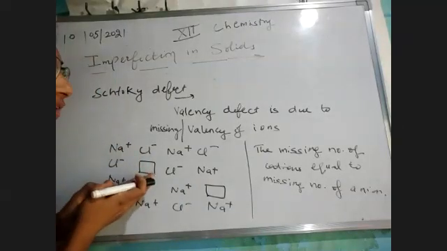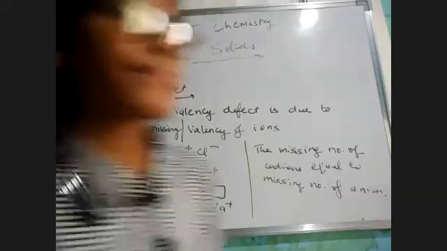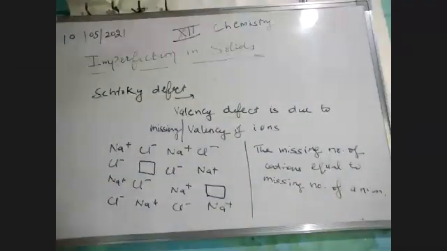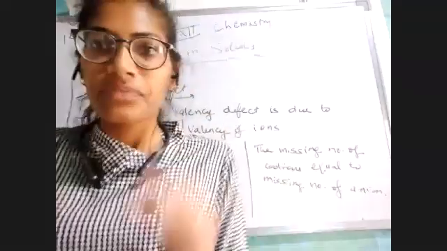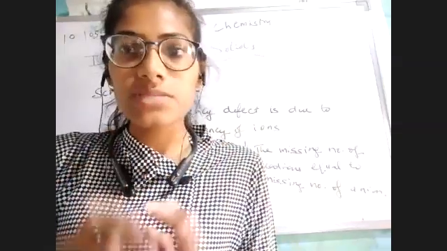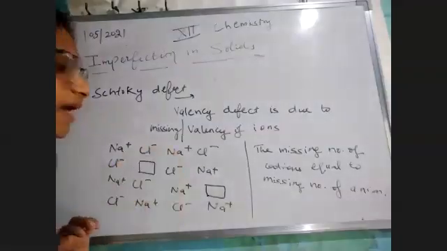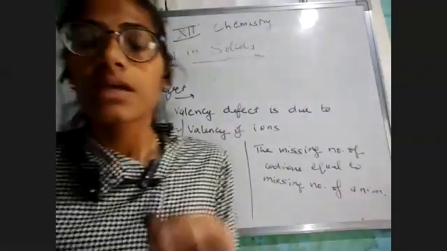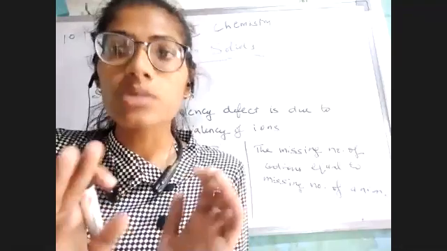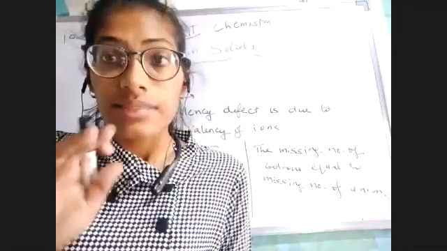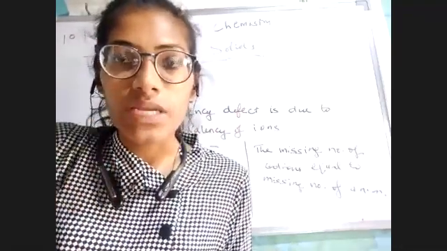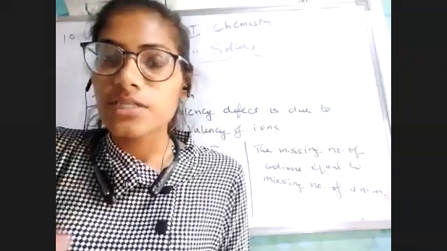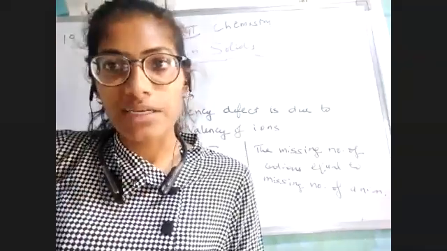Since the number of cations missing is equal to the number of anions missing, this is known as Schottky defect, and it decreases the density of the substance, which is quite obvious. Whenever more than atoms have been missed, the Na positive has been missed, the Cl negative has been missed, that means the substance has lost its two ions. That means the density would definitely decrease. The density would be lowered automatically.